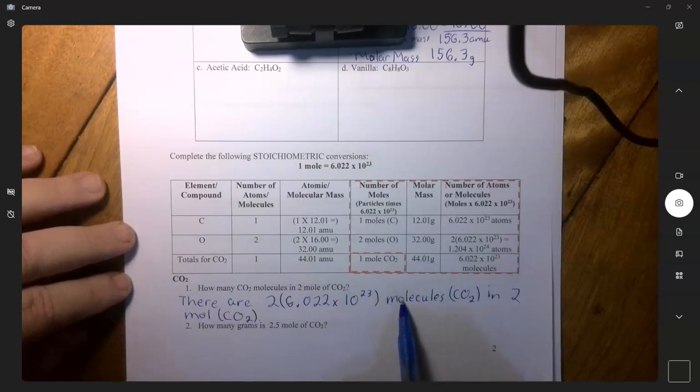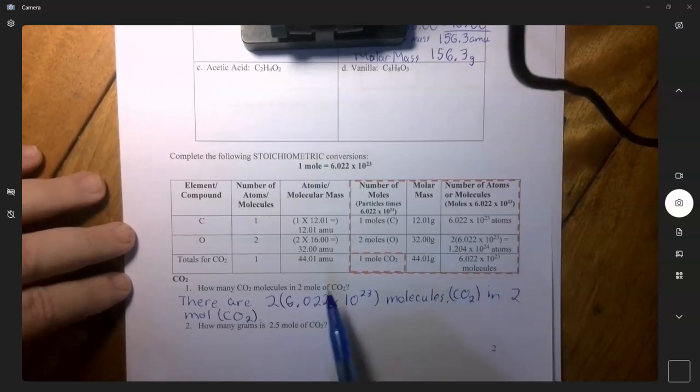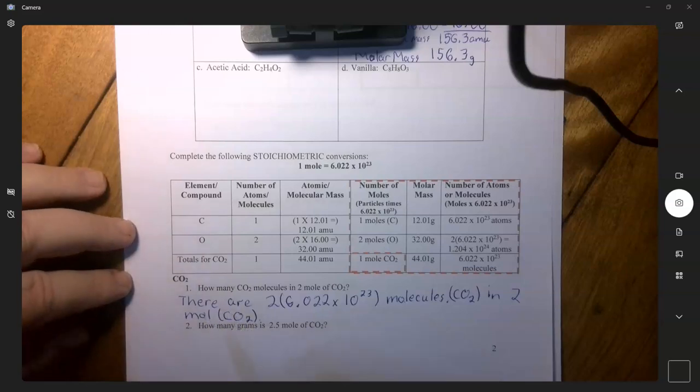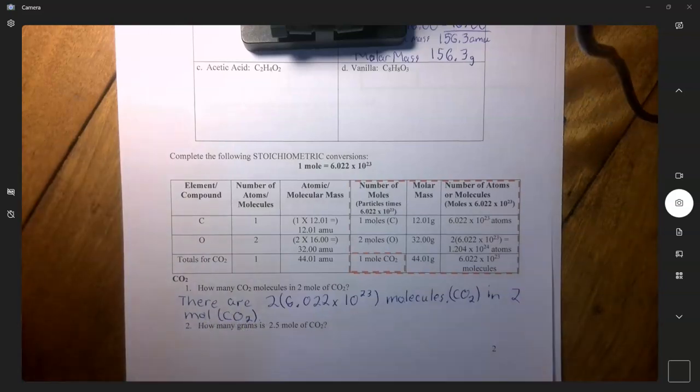Now, notice how I write molecules CO2. So you write the unit of measure, molecules, and then in parentheses you put the substance, because we're dealing with different substances here: CO2, oxygen, and carbon. Okay, so there are 2 times this number, molecules CO2 in 2, and notice how I write mole CO2. Mole is abbreviated MOL. Even though the word is only MOLE, they still decided to chop the E off the end. So it's MOL, meaning the unit of measure, moles, CO2. So that's how you would write that answer.